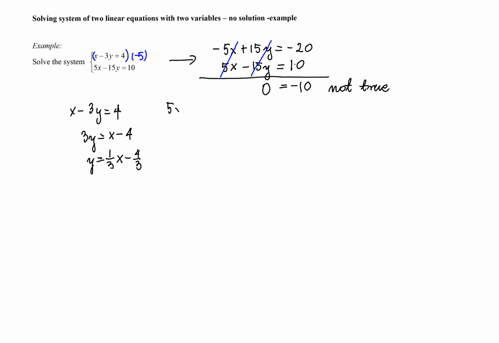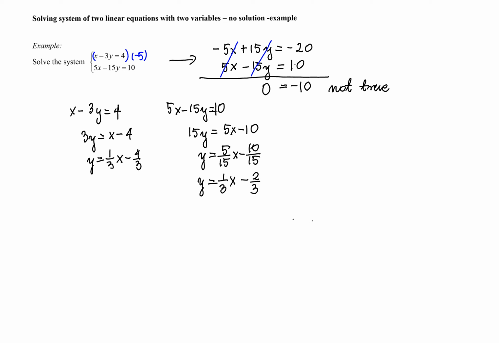The second equation is 5x minus 15y equals 10. And if I write this equation in slope-intercept form, I will have 15y equals 5x minus 10 as the first step, and now dividing by 15 we'll get 5 over 15 x minus 10 over 15, which gives me y equals, after simplification, 1/3 x minus 2/3.